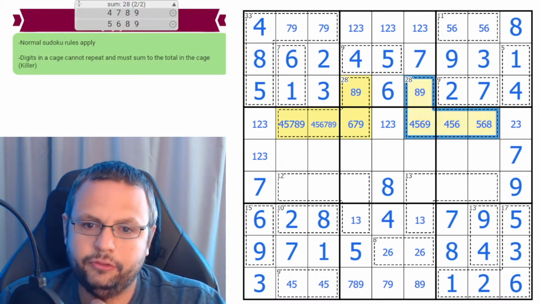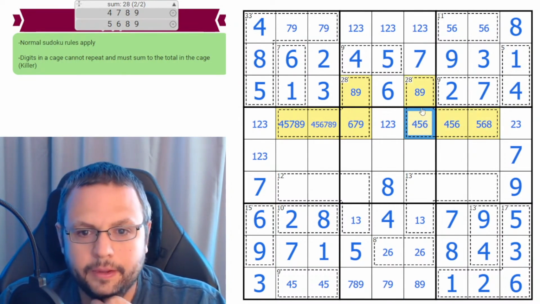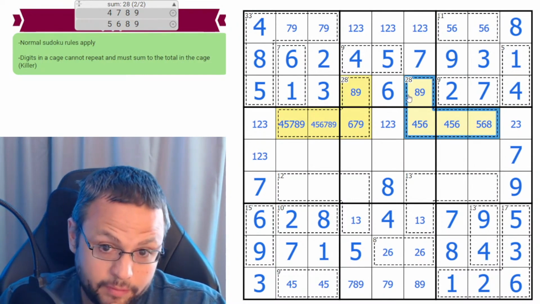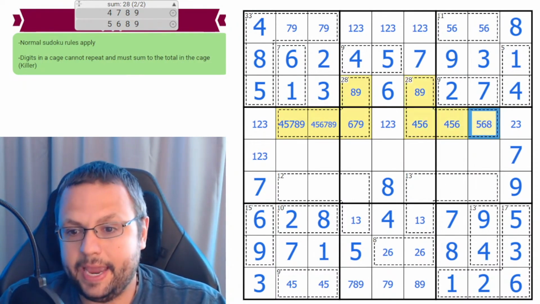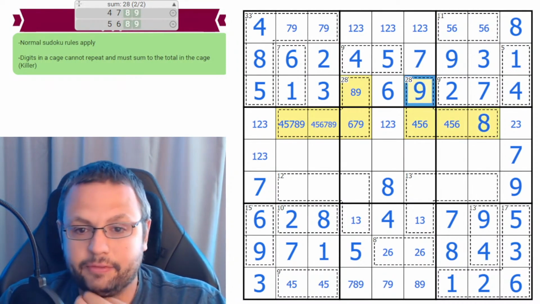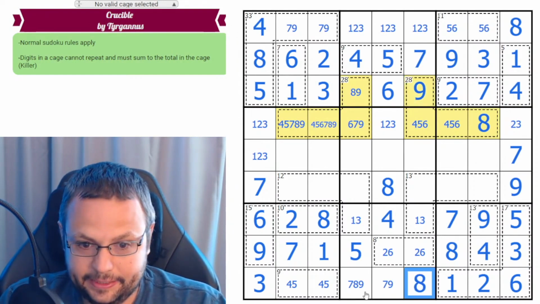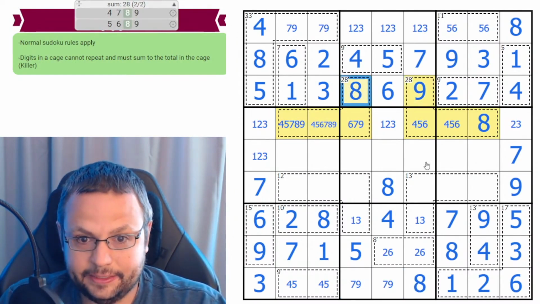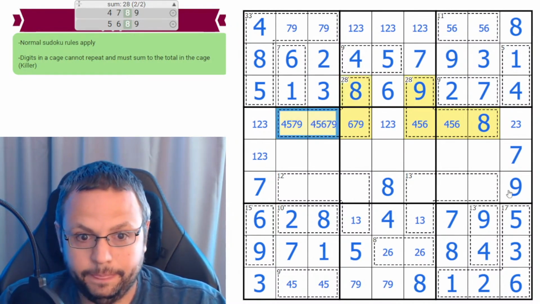Okay. So this 28 cage needs 8 and 9. It's not getting a 9 there. So where is it getting its 8 and 9s? Well, one of them's there. Neither of these can be 8 or 9. This can only be 8, so it has to be getting its 8 and 9 from there. So that makes that an 8. That is not an 8, but now that's an 8. So none of these are 8.